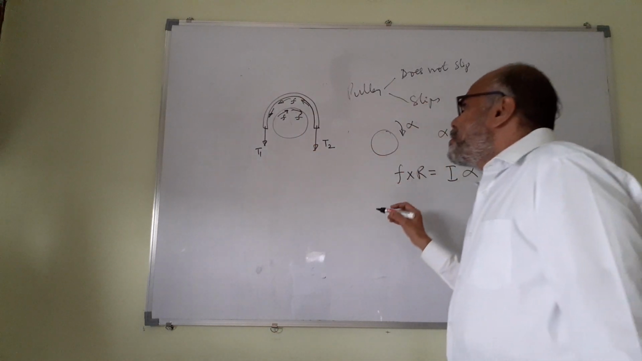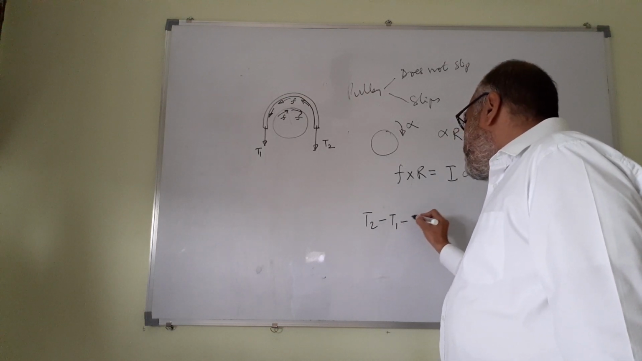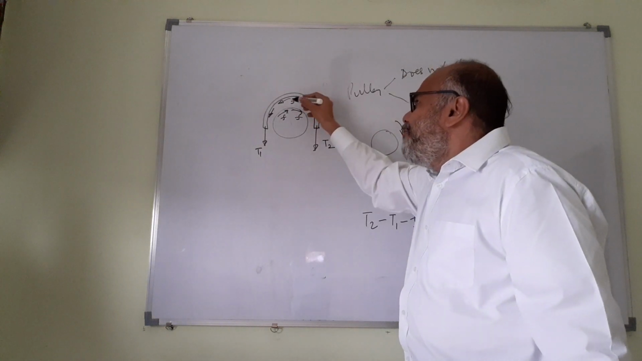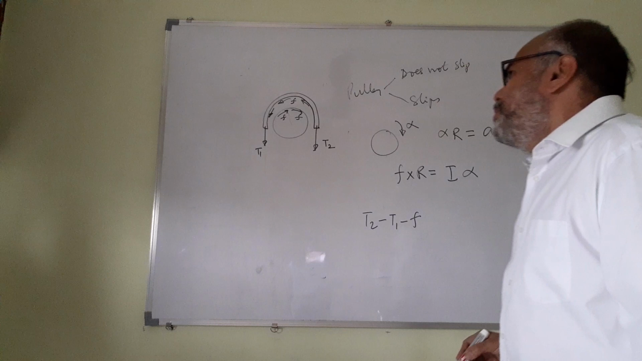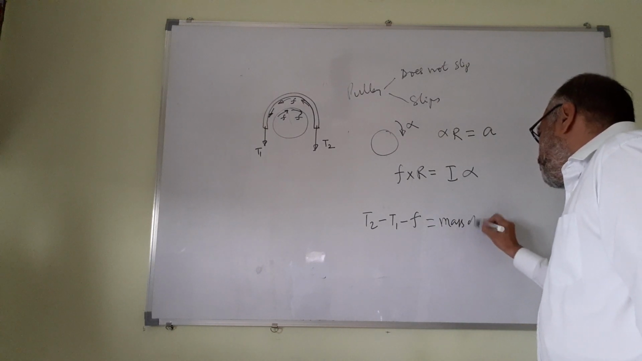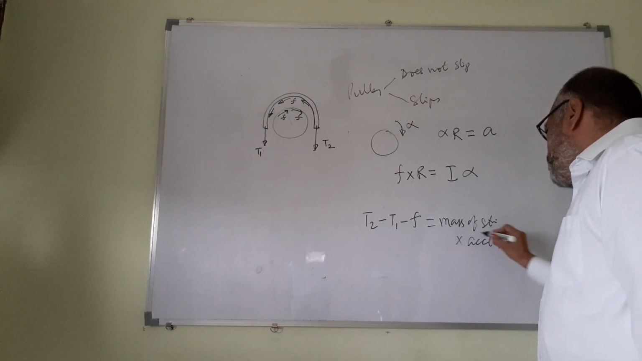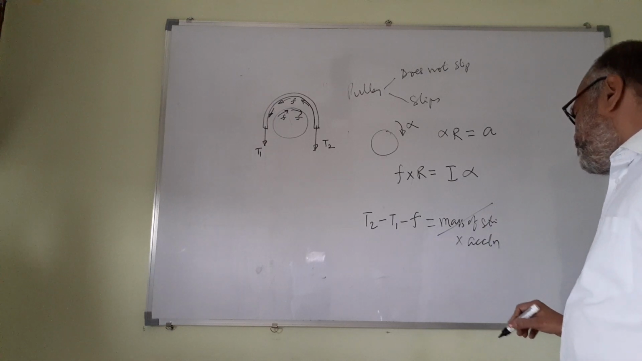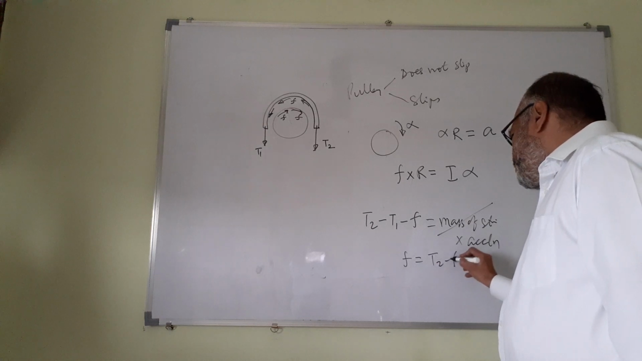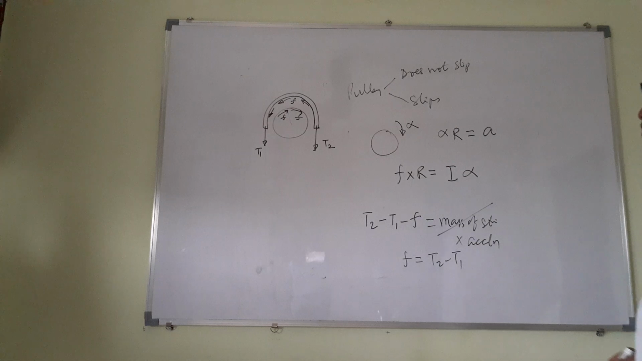Now for the string, we can write T2 minus T1 minus F, that is equal to the mass of the string into the acceleration A. But the mass of the string is negligible. Therefore, F will be equal to T2 minus T1.